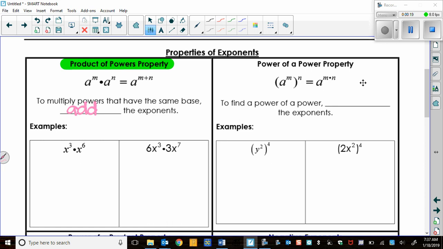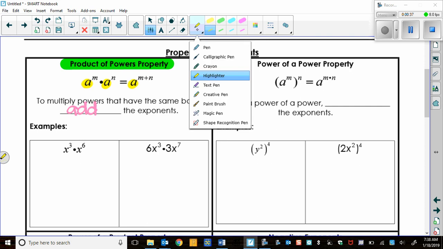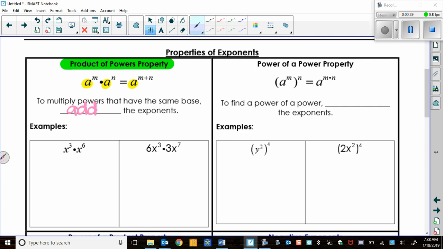When you're multiplying two terms and they have the same base, what you're going to be doing is you're going to add your exponents. So notice how in the rule, they both have a as the base. That means that you're going to take that base, and then as for the exponents, you're going to add the exponents m and n to get your answer. So that's where those numbers are coming from. I'm going to look at a couple of examples here for you.